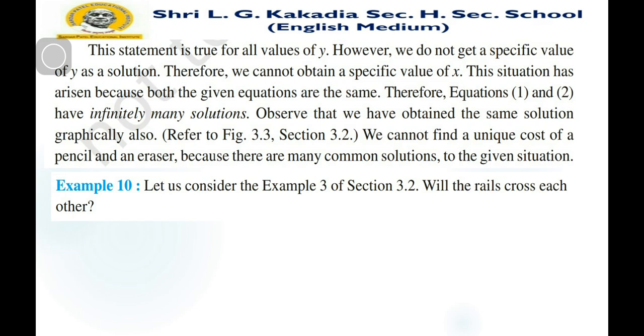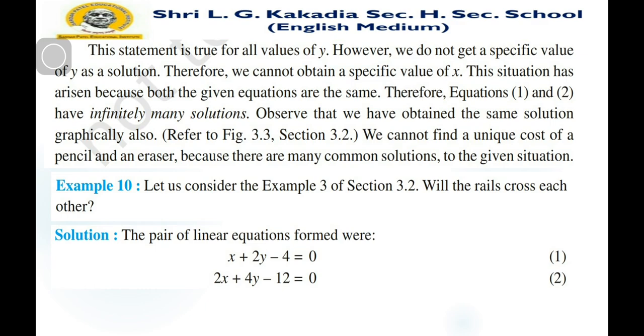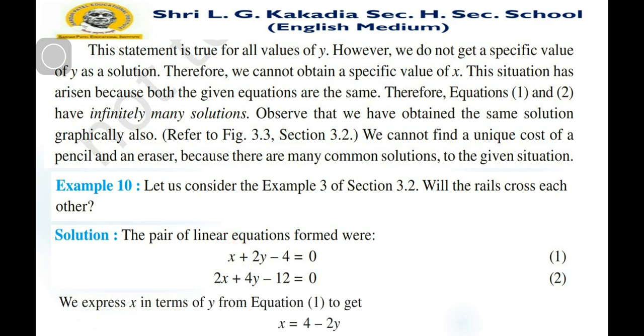Let us consider example number 3 of section 3.3. Will the rails cross each other? From example number 3, there are two equations as given here: x plus 2y minus 4 is equal to 0 and 2x plus 4y minus 12 is equal to 0. Now we take the value from equation number 1 and put it in equation number 2. So we express x in terms of y.